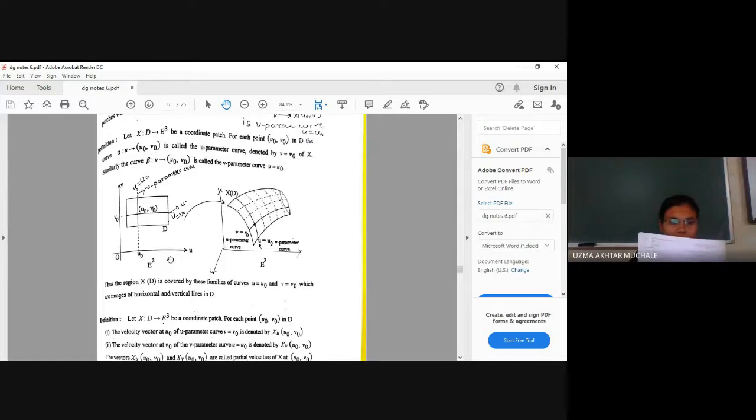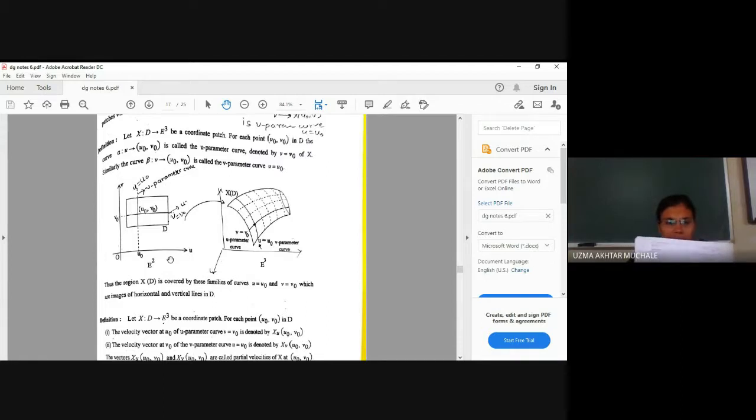Okay, for a horizontal straight line, we call it a u parameter curve because v is fixed, the y axis is fixed, and here the x axis is fixed. So whenever you have u fixed, it is called a v parameter curve. Whenever you have v fixed, it is called a u parameter curve. So here these are the straight lines.